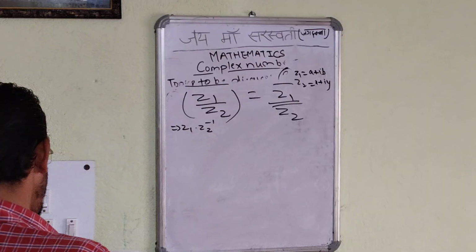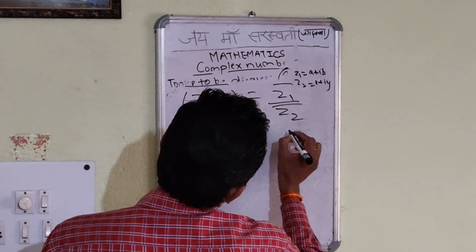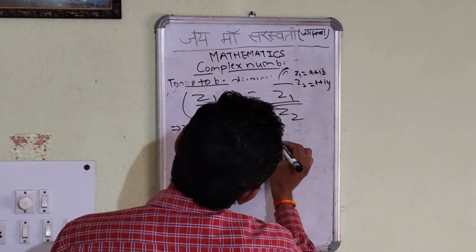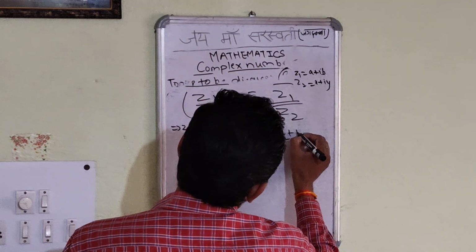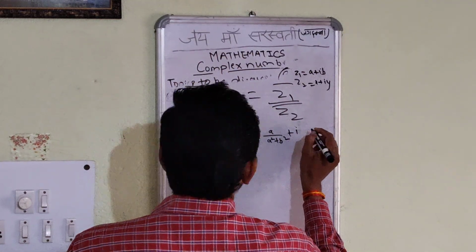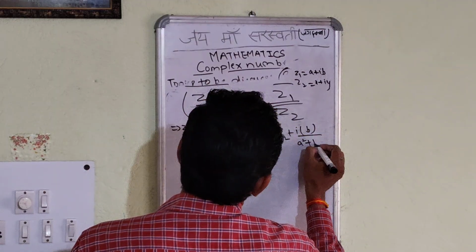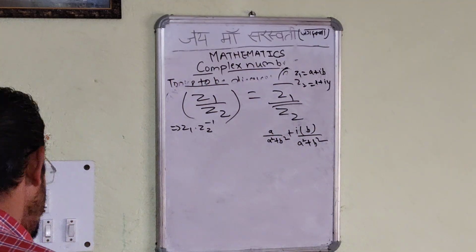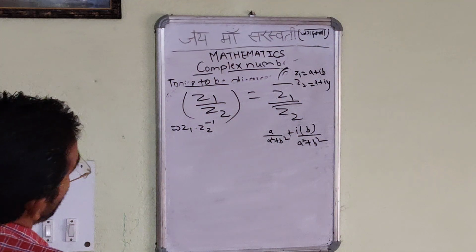basically A by A square plus B square. So for Z2 inverse, the formula is A by A square plus B square, plus I B by A square plus B square. Understood? So that is the formula, and we will be writing similarly like that only.